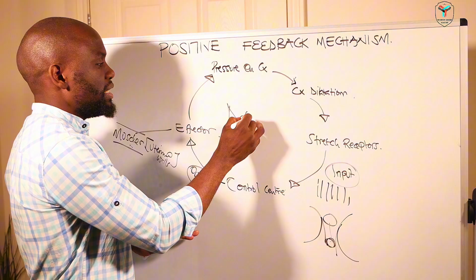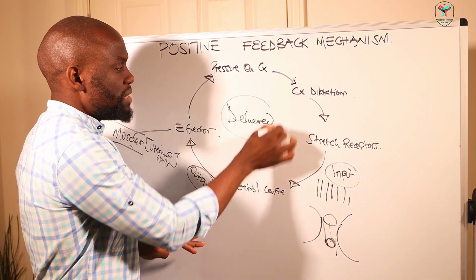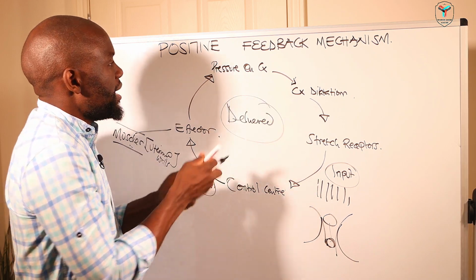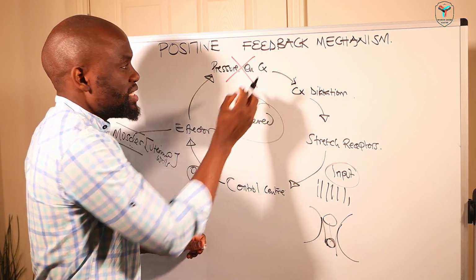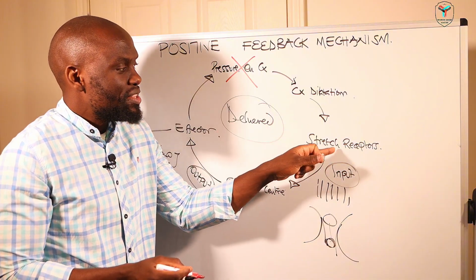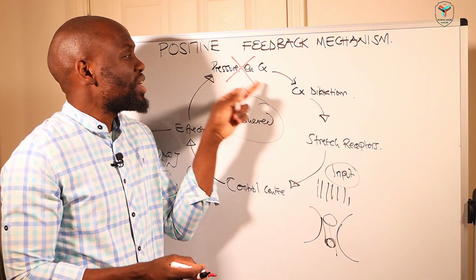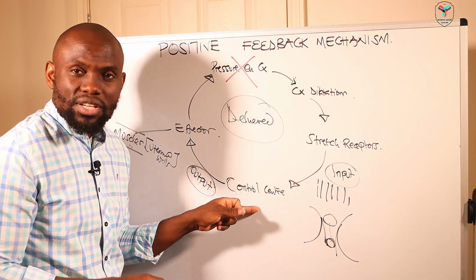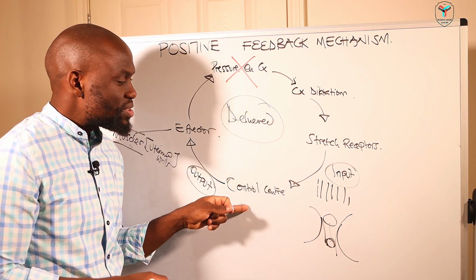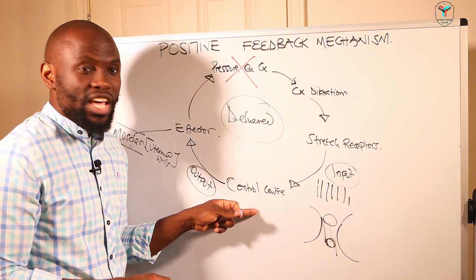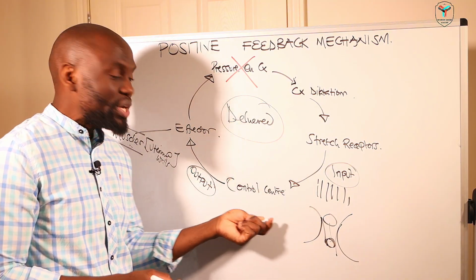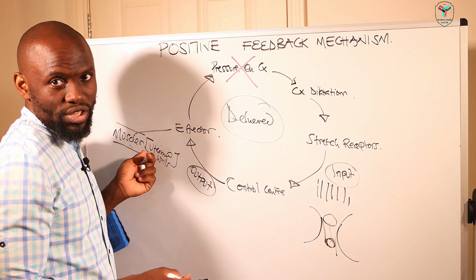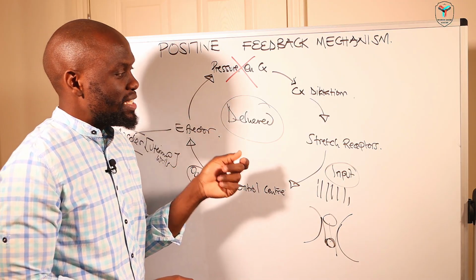So once the baby has been delivered, it means that there is no more pressure being exerted on the cervix. So the stretch receptors are no longer detecting any pressure there, so they will stop sending a message to the control center, meaning that the control center, which is the brain in this instance, will no longer allow for the release of that oxytocin to come to the uterine muscles. So that is how the positive feedback mechanism is going to work.